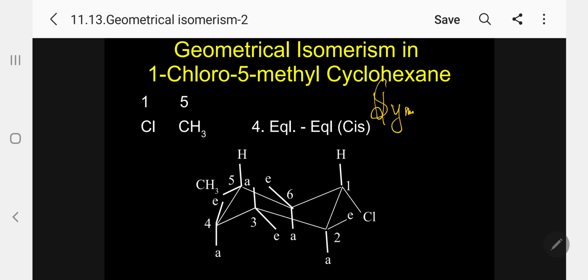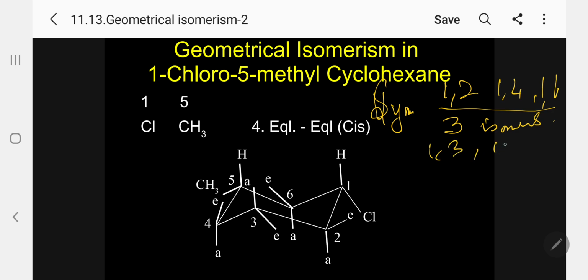In the case of symmetrical, let me take 1, 2, 1, 4 and 1, 6 alone. For symmetrical, there are only three isomers possible. Please follow: two trans and one cis isomer is possible. When you go for 1, 3 and 1, 5, here again three isomers are possible, but this is opposite to 1, 2. So where there were two trans and one cis, here there are two cis and one trans.